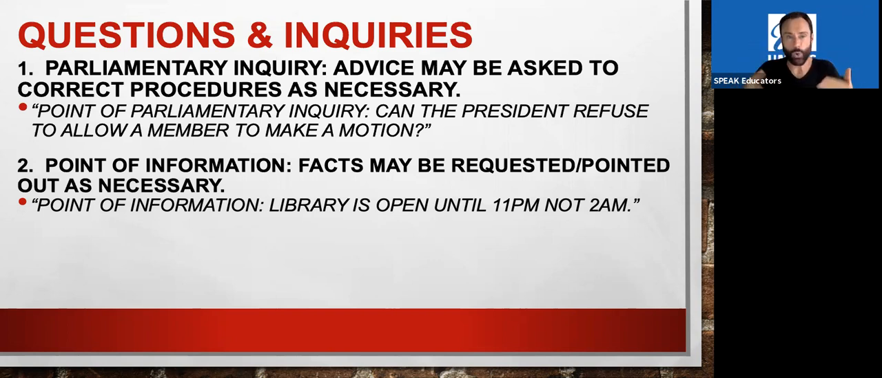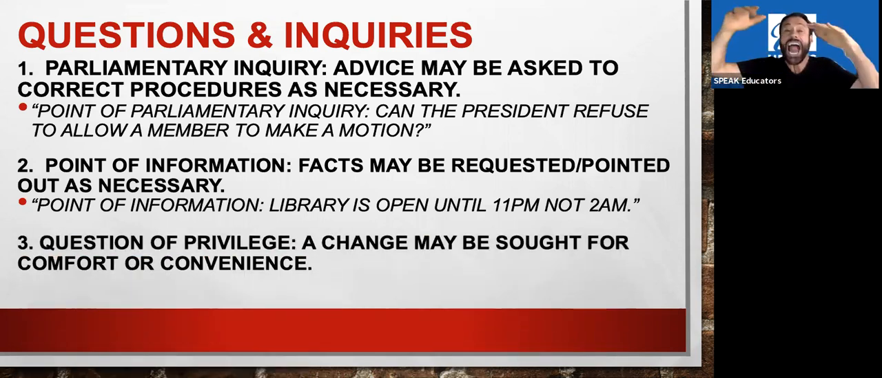And that's to make sure that the whole assembly is always talking about information that is correct, that we always have facts. That gives the members power to assert themselves, to make sure that we're always talking about the correct things, especially if the members know that, right? And the last of the questions and inquiries is called question of privilege, right? And that's when you need a change in the physical space or in the meeting for comfort or convenience.